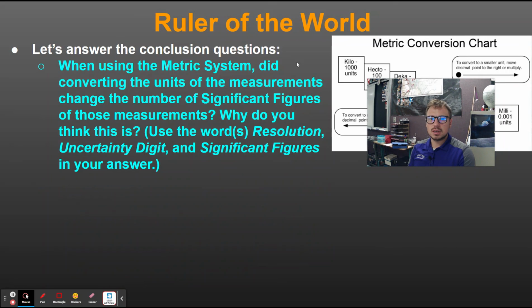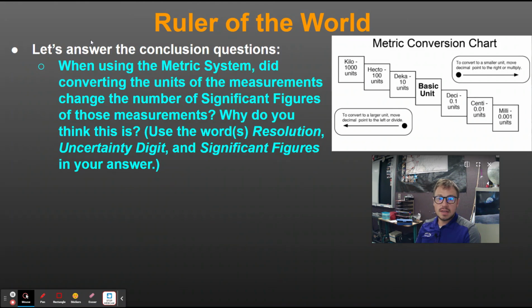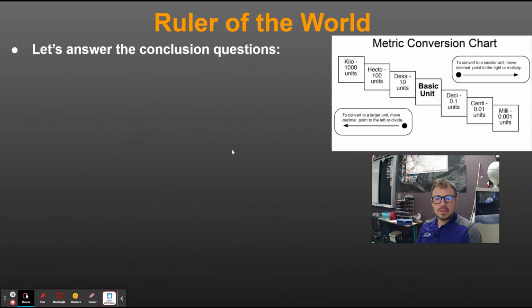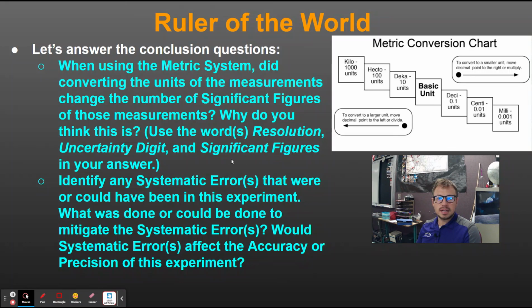So this last one, we kind of already answered these. Converting did not affect the significant figures, and that's because the only things that affect the significant figures when recording are going to be the resolution and the uncertainty digit. All right, and that last one is identify any systematic errors.